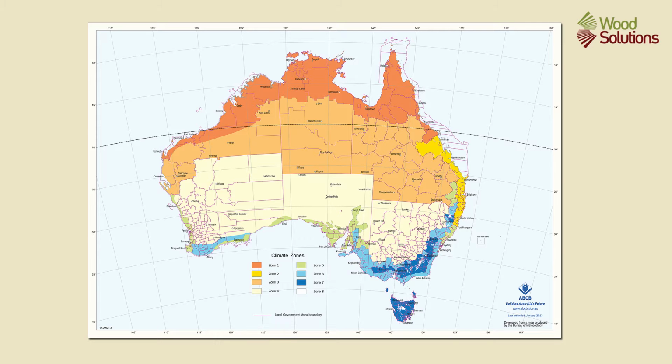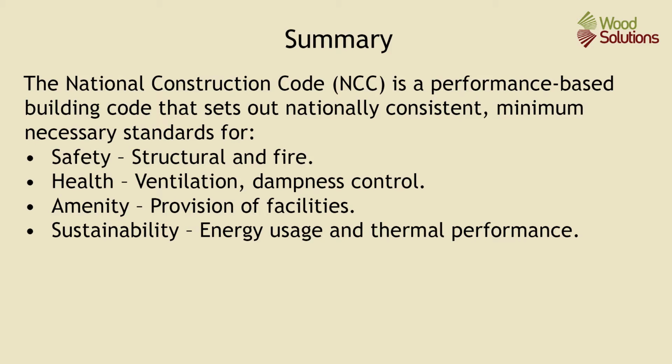In summary, the NCC is a performance-based building code that sets out nationally consistent minimum necessary standards for safety through structural and fire provisions, health through ventilation and dampness control, amenity through the provision of facilities, and sustainability through control of energy usage and thermal performance.